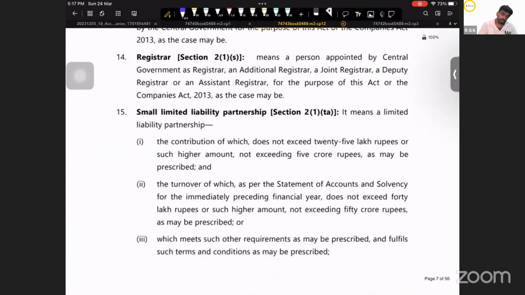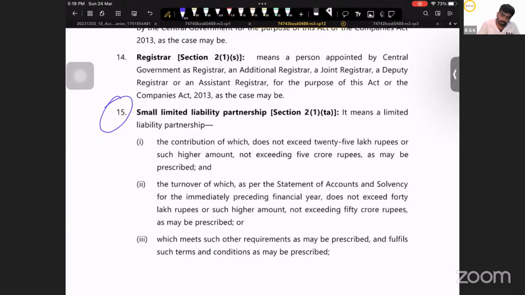Next important definition to be kept in mind is small LLP definition. Section 2, subsection 1, clause 3A. What does it say? It means a LLP contribution of which does not exceed 25 lakh rupees.